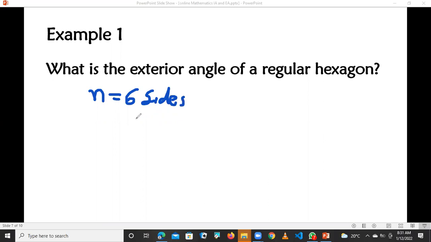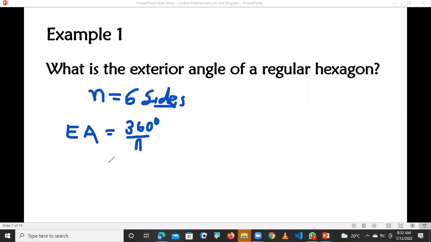That is what we have seen. Then the other thing that we know is that exterior angle, I'll abbreviate it, exterior angle is equal to 360 degrees over n. Now this n is the number of sides. We are talking about the number of sides. So once we have established that there are 6 sides, then it will be very easy for us to calculate. So we need to replace this n by this 6.